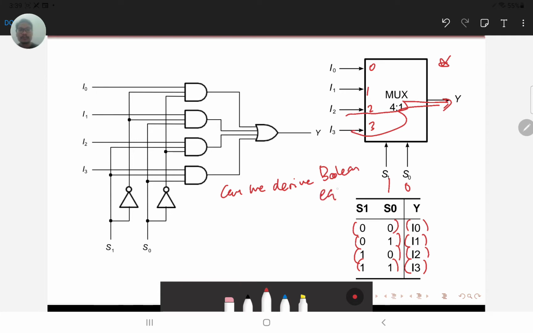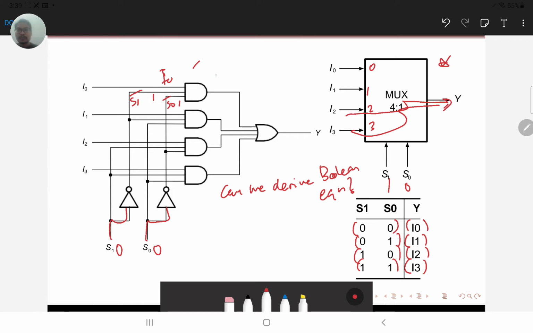So how do we derive the Boolean equation? Here is the gate level schematic, and we can see here is going to be S1 bar, and here is going to be S0 bar. So you can see S1 bar, S0 bar, here is I0, and if we supply 0, 0 here, then we are going to get a 1, 1 here.